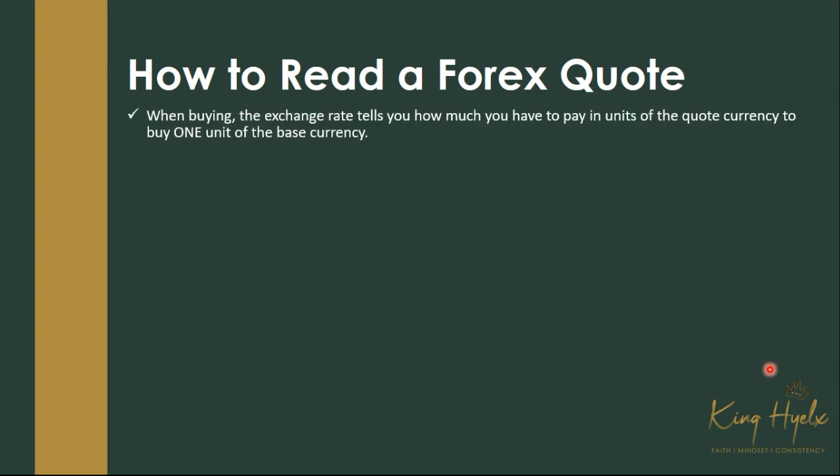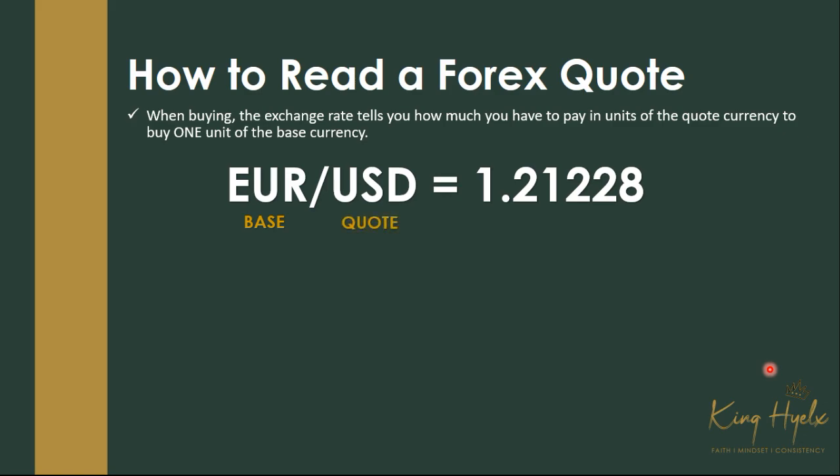Okay, so let's go further on this. When buying, the exchange rate tells you how much you have to pay in units of the quote currency. The quote currency is the second currency, so it tells you how much you have to pay in units of the quote currency, the second currency, to buy 1 unit of the base currency, which is the first currency. So let's just bring this back. When buying, the exchange rate tells you how many USD you have to pay to buy 1 unit of this. That is what this exchange rate tells you.